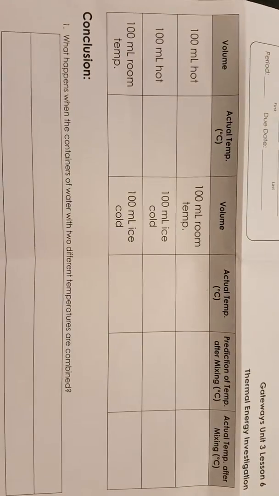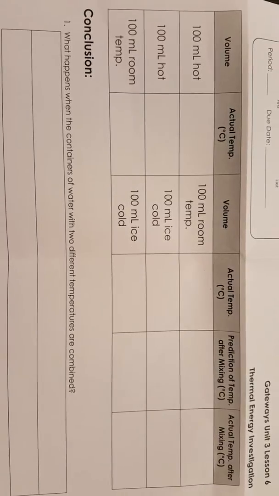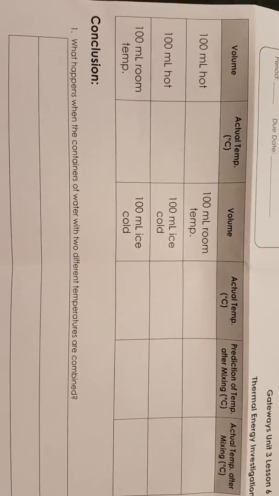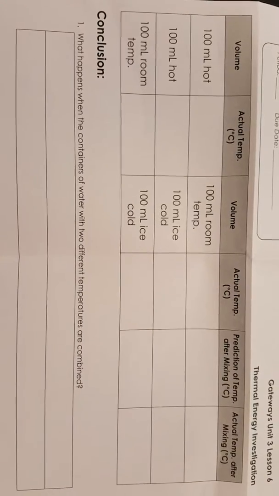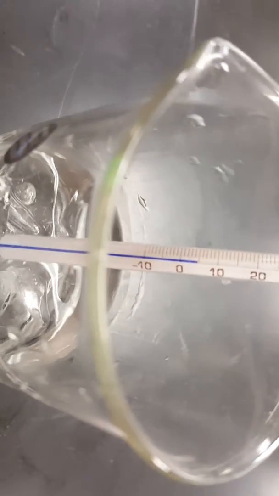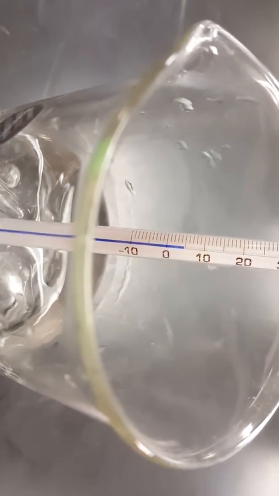Alright, so looking at this paper, what we're going to be doing is combining hot water with room temperature water, hot water with ice cold water, and room temperature water with ice water, and seeing what happens to the temperature after we mix it. So you can see we've got two ice waters. There's ice floating in there.